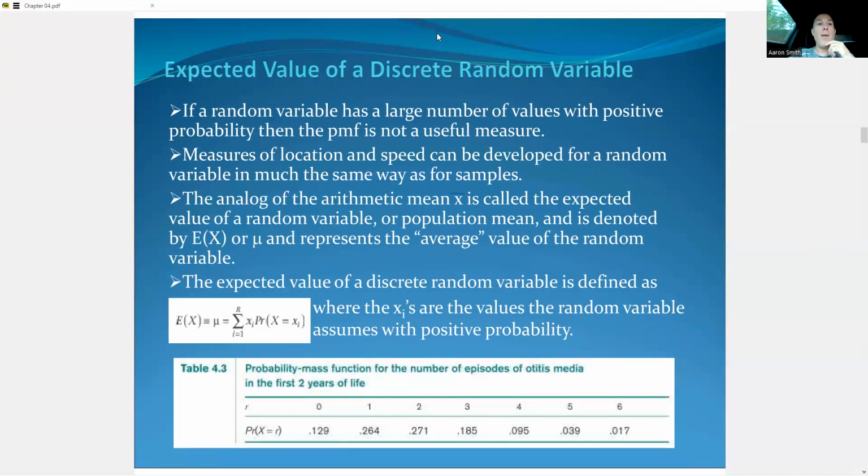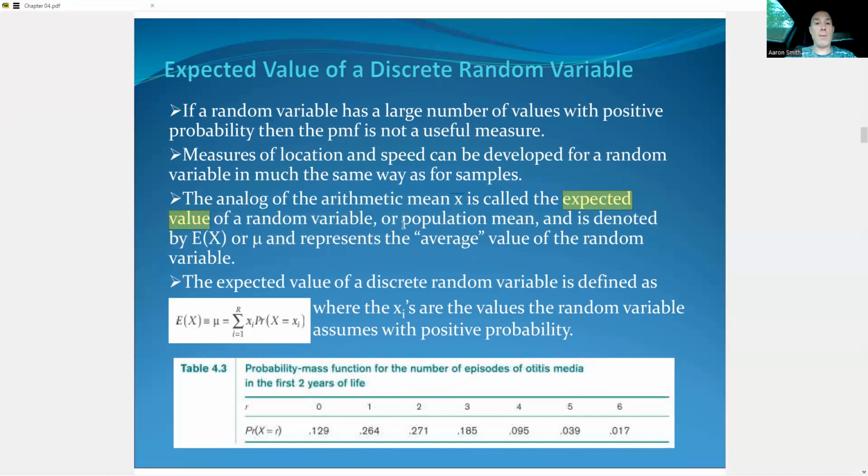All right, so now let's talk about the expected value of a discrete random variable. If a random variable has a large number of values with a positive probability, then the probability mass function is not a useful measure. Measures of location and spread can be developed from a random variable in much the same way as they can from samples. The analog of the arithmetic mean, where I add up all my observations and divide by the number of observations, that is the sample average. We're going to talk about the population average or the expected value.